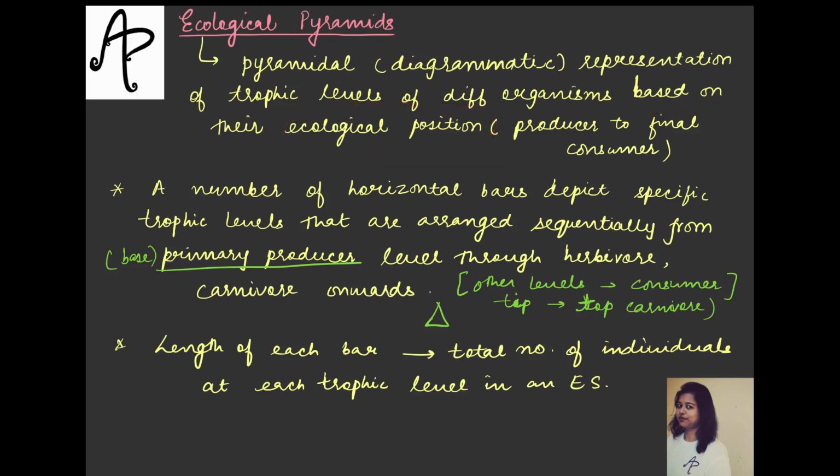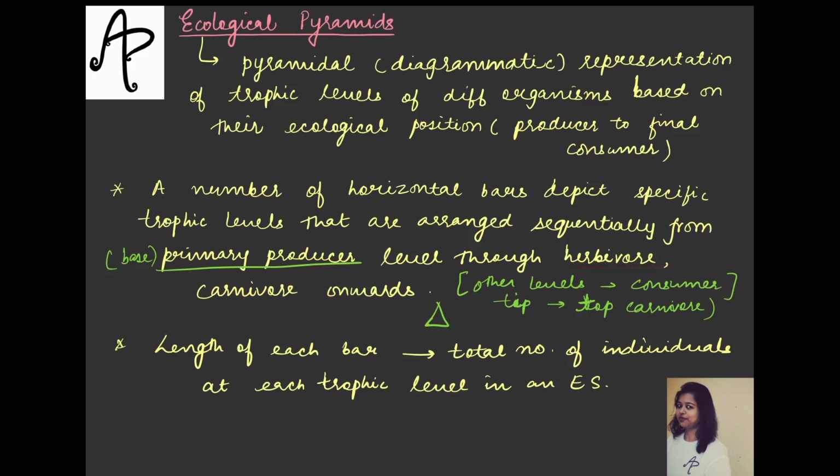What is meant by the ecological position? That whether the organism is a producer, or a first level consumer, or a second level consumer, or a final consumer. It can be anything. So you have a number of horizontal bars. Horizontal is like this, right? The horizontal bars, or a range you can say, which will depict specific trophic levels that are arranged sequentially from the primary producer level through the herbivore and carnivore onwards.